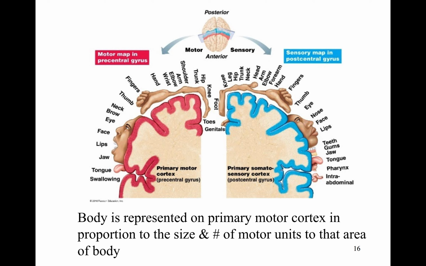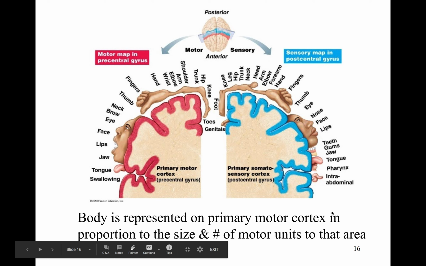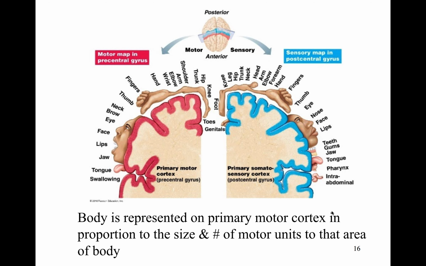The body is represented on the primary motor cortex in proportion to the size and the number of motor units to that area of the body. When you're mapping the body and the central nervous system structures, this is known as somatotopy. So somatotopy is when we're mapping the body in these central nervous system structures. In other words, the body can be represented on the primary motor cortex in proportion to the size and the number of motor units to that area of the body.